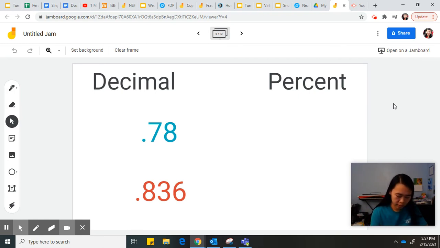Okay, our first one here. So again, this time we are moving from decimal to percent. So that means I'm going to move my decimal place over to the right 2 times, 2 jumps. So here I have 0.78. Here's my decimal place. I'm moving it to the right 2 times. So 1, 2, and this is going to be my new decimal place. I don't care about this one anymore. I've moved it. I've shifted it over. So what does this equal? 78%.